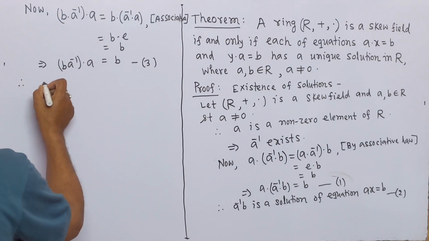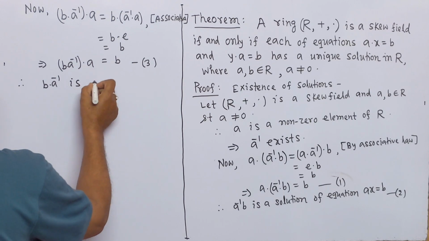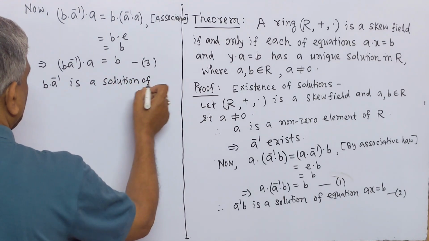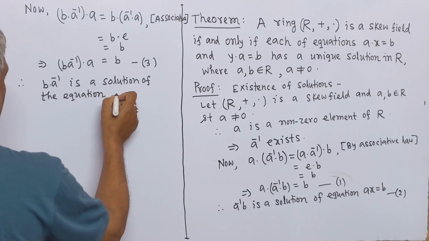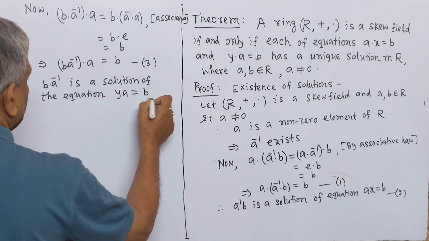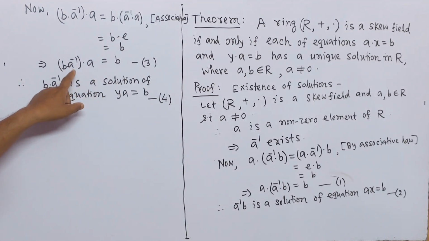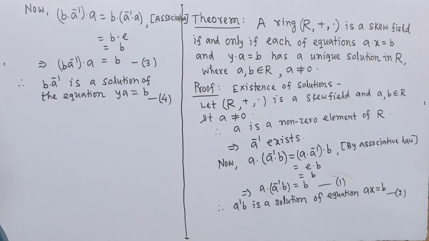Therefore, B A inverse is a solution of the equation Y A equal to B. This is number 4. Here we see that in place of Y we have B A inverse. Here Y multiply A equal to B.